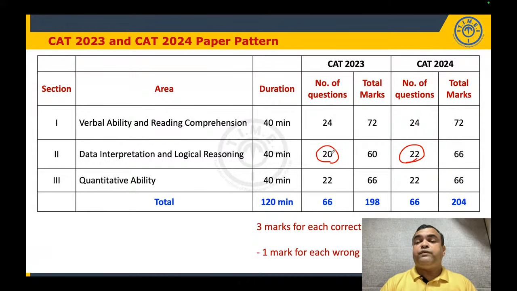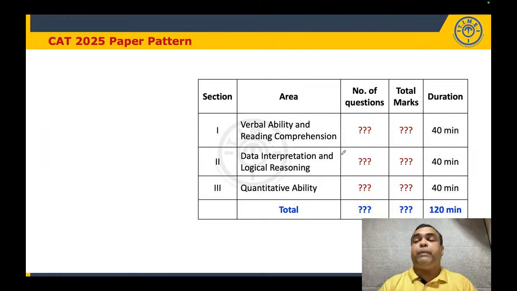But because of this, the number of sets in the DILR reasoning part was 4, and now the number of sets suddenly became 5. So if somebody says, I need 99 percentile, in CAT 23 probably 2 sets attempted fully correct gave 99 percentile. Now that changed to probably 2.5 to 3 sets in CAT 24. Now what is going to be the CAT 25 paper pattern?